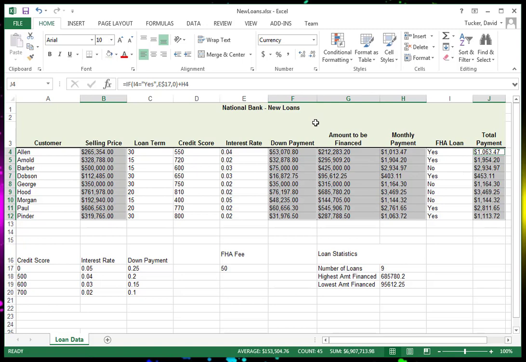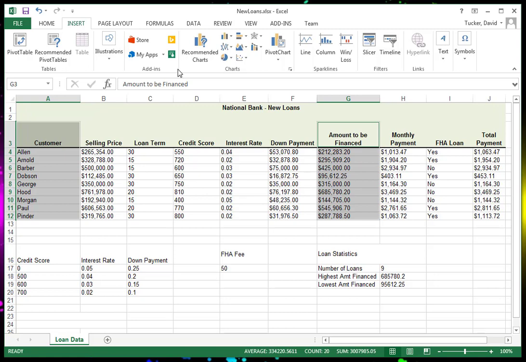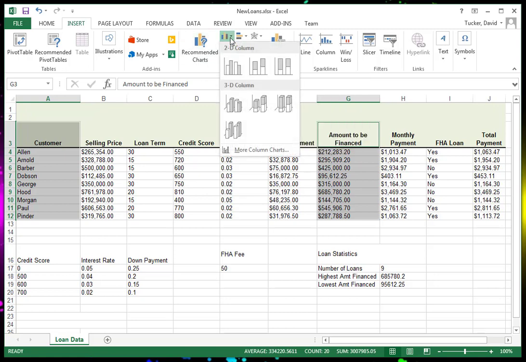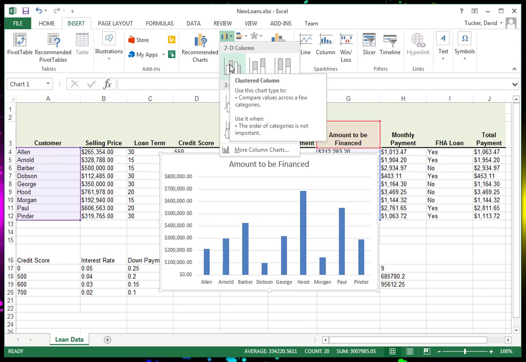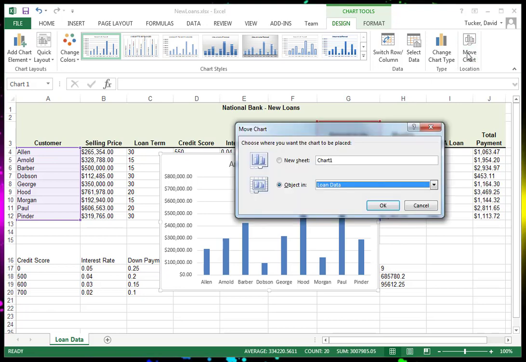Then there's the chart. Let me get my chart out. It looks like here I'm doing the amount to be financed per person. So I want to select the customers, hold the Control, amount to be financed. I want to insert. I want a bar chart. Yeah, that looks like it's it right there. And then I need to move it to its own chart. Column.